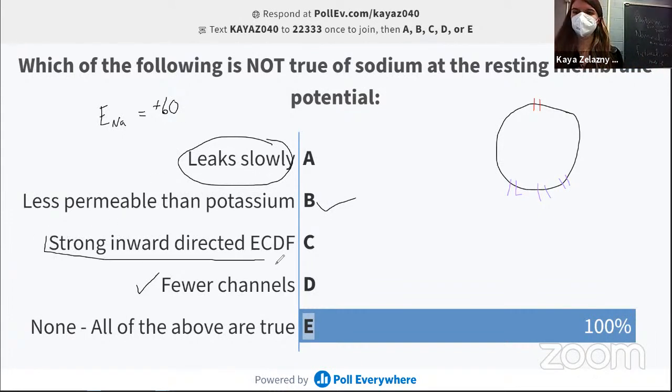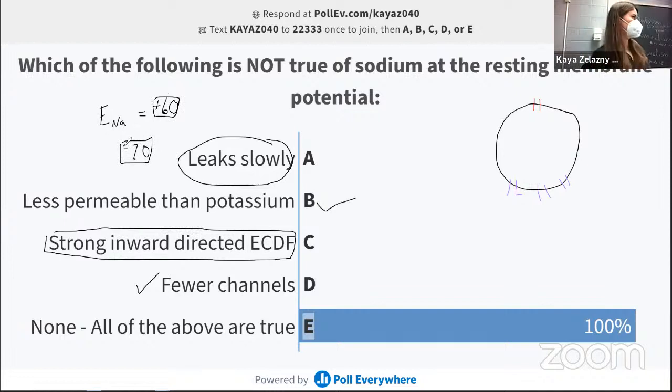And it is true that there's a strong inwardly directed electrochemical driving force, which is going to have a big impact on what happens during our action potentials. So we can tell that because we're at negative 70. So we're way far away from positive 60, and we're much closer to the potassium equilibrium potential of negative 94.